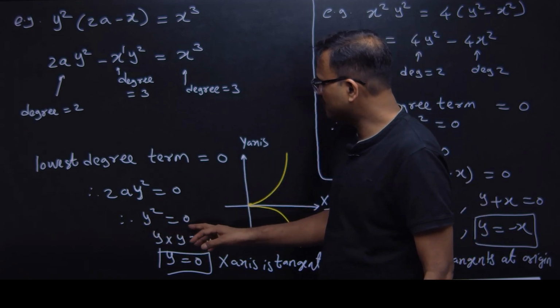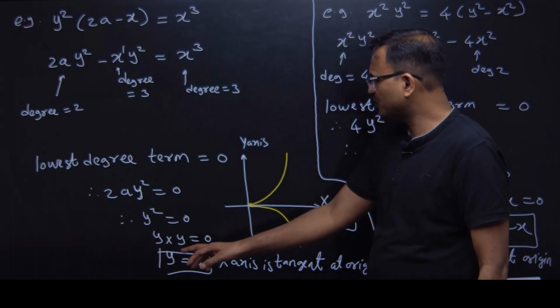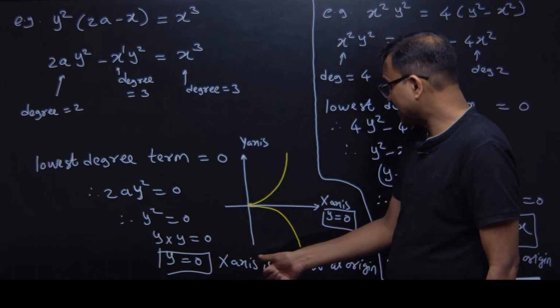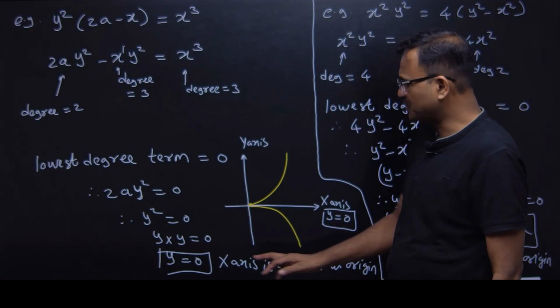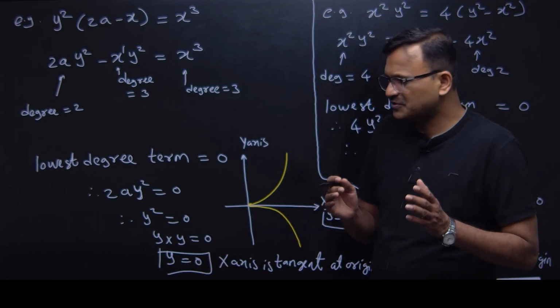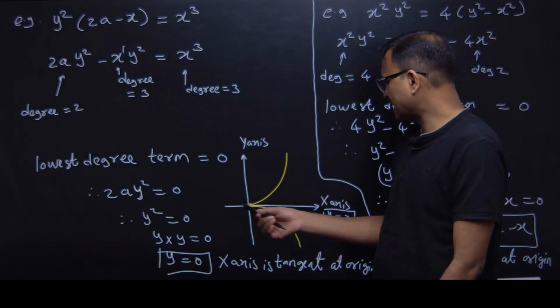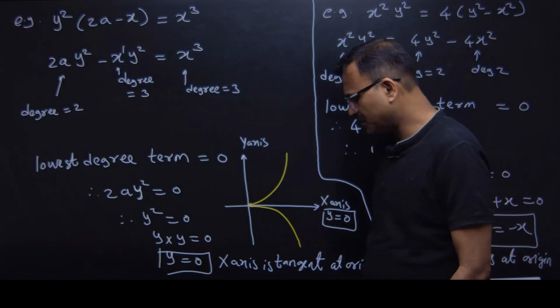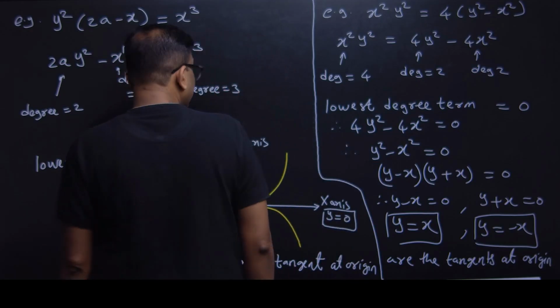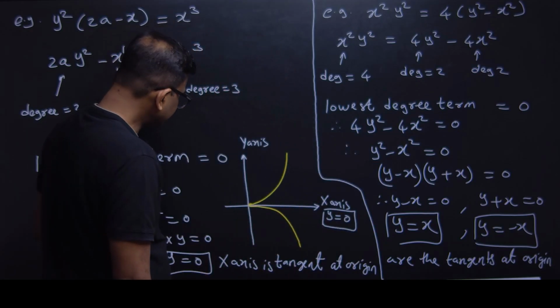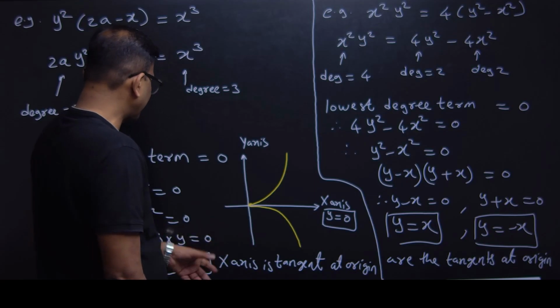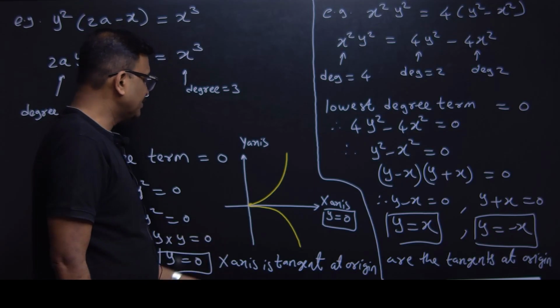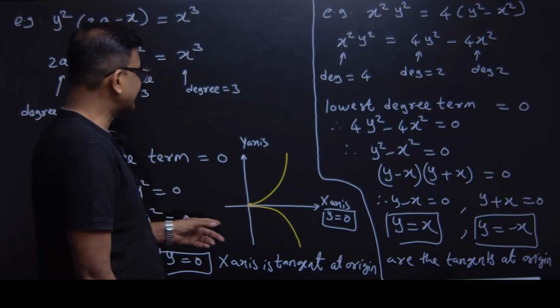So we get y square is 0, or y into y is 0. So we get y is 0. That is, the x-axis is the tangent at origin. Remember, y is 0 is the equation of the x-axis. Also, you will note that in this case we get y is 0 two times. That means two times the x-axis is tangent to the curve.